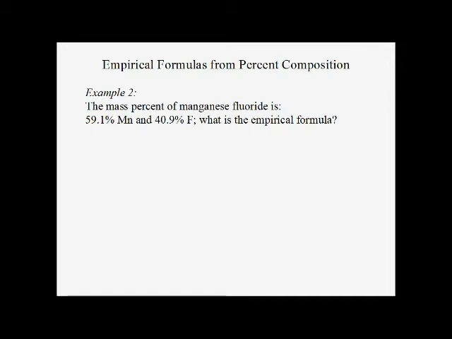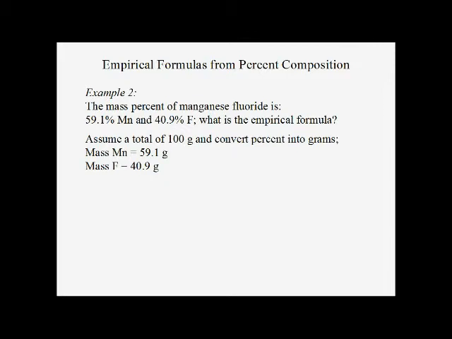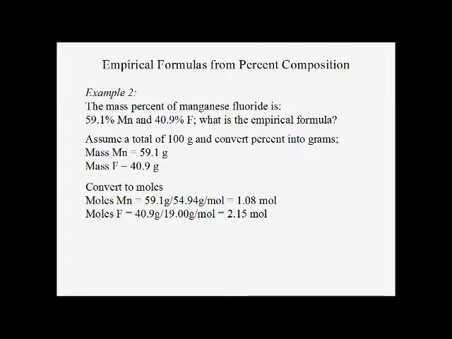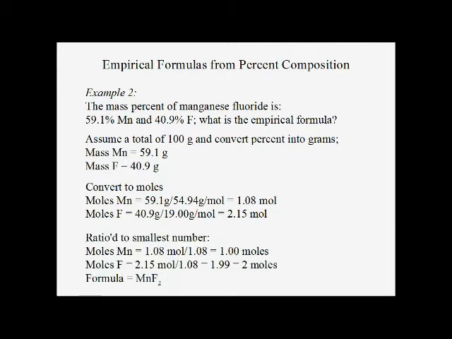So another example of this, we have 59.1% manganese, 40.9% fluorine. We assume 100 grams, so we have 59.1 grams of manganese and 40.9 grams of fluorine. Divide by the atomic masses, we get 1.08 moles of manganese, 2.15 moles of fluorine. We divide by the smallest number, we get 1 and 1.99. That rounds to 2, so we have 1 and 2. So the formula becomes Mn1F2. Well, we don't have to write the 1, so MnF2.